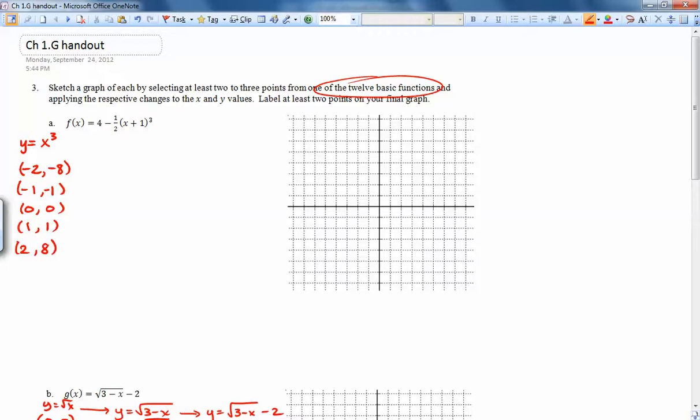So then, if we look at what the first thing we do to x cubed is, well, it turns into x plus 1 cubed, which is the same thing as saying shift it left 1 unit, right? Well, left 1 unit means these x values end up going 1 unit down, right? So now this is going to turn into -3, -8, -2, -1, -1, 0, 0, 1, and -1, 8.